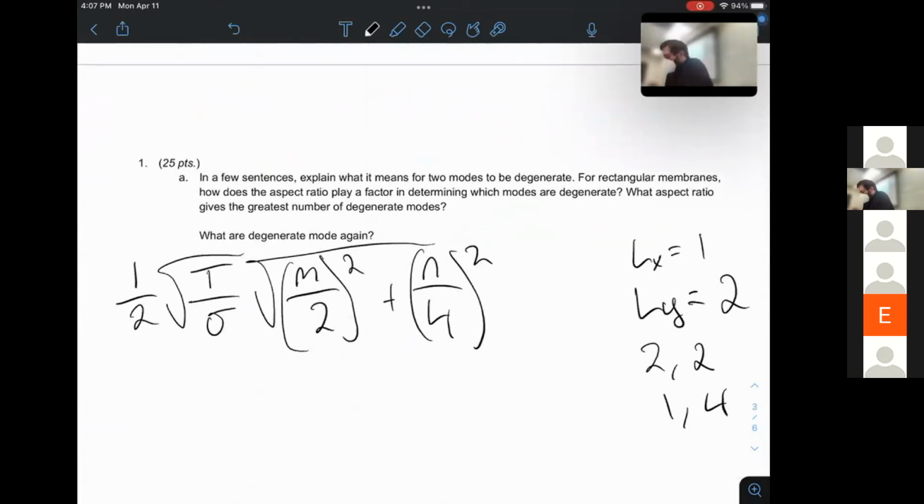In a few sentences, explain what it means for two modes to be degenerate. What's the deal with degenerate modes again? Yeah, so you have two modes with the same frequency, right? Maybe the 0, 1 and the 1, 0 have the same frequency in your rectangular membrane. Those are degenerate, right? What shape has the most degenerate modes? Square membranes. Yep, boom, I love it. Yes, squares have the absolute most. You get more when one dimension is an integer multiple of the other, right? If they're not divisible by one another, they're not factors of one another, then you'll see fewer.